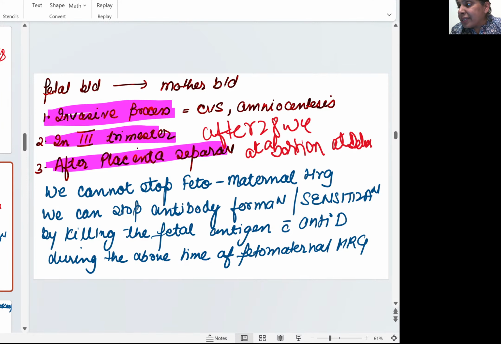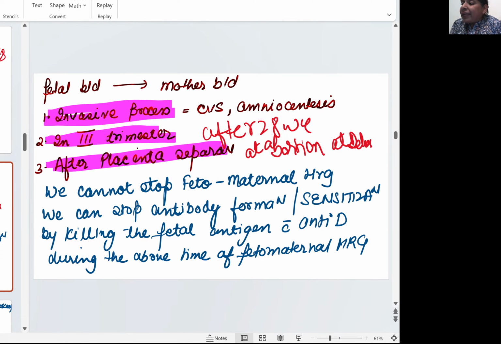We cannot stop feto-maternal hemorrhage, but we can stop the antibody formation. How? We cannot stop delivery. We cannot stop the third trimester from coming. But we can stop the antibody formation by neutralizing the antigen with anti-D passive antibodies. Are you getting this? How do we treat this Rh negative patient?